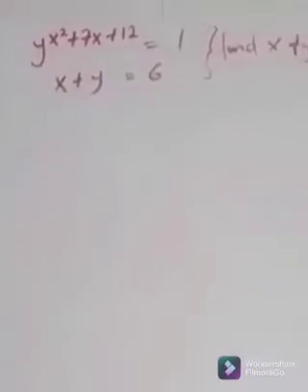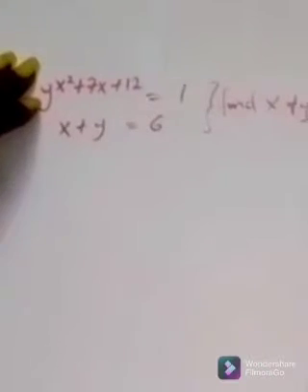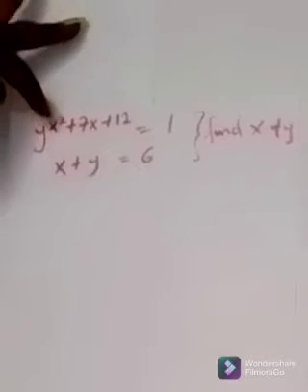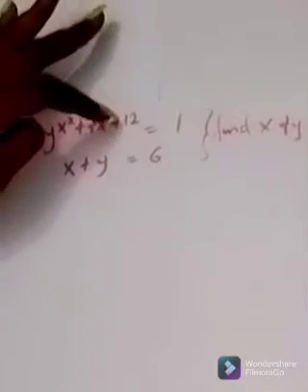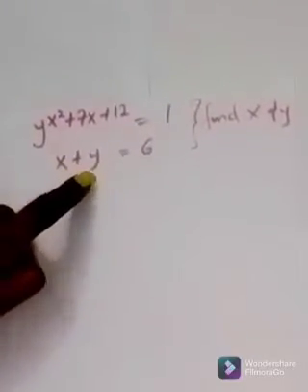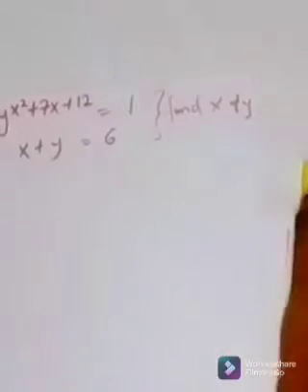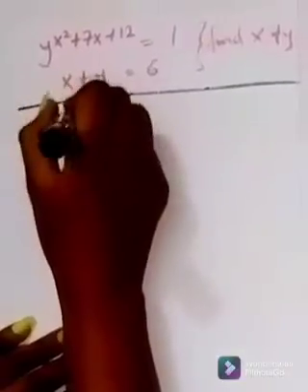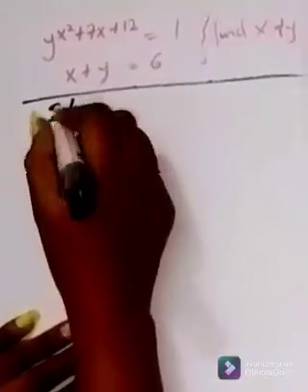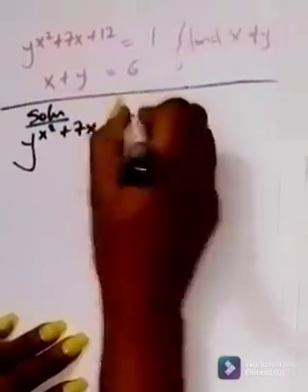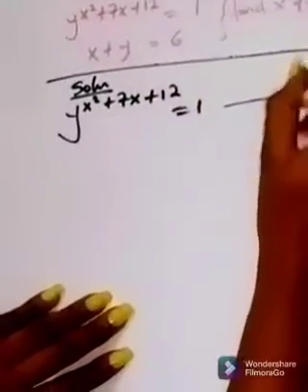Okay, so this question is an exponential. Y raised to power this function, which is x squared plus 7x plus 12 equal to 1, and then we have x plus y equal to 6. So we are finding the value of x and y. So first of all, how do we solve this? The solution. We say y raised to power x squared plus 7x plus 12 equal to 1. This is equation 1.